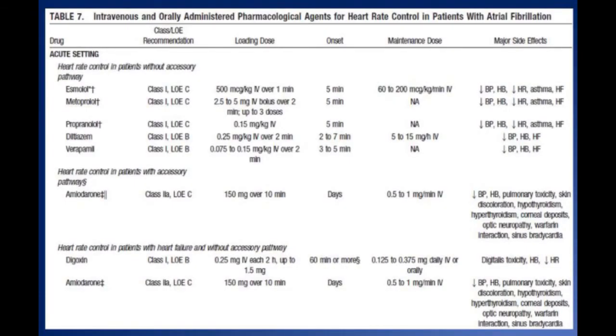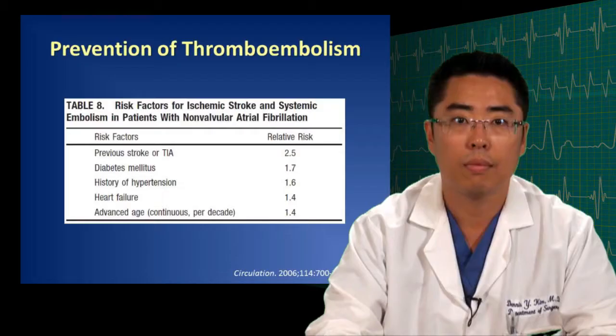This table demonstrates the various pharmacologic interventions and drugs that may be used in the acute care setting in patients with and without accessory pathways. In general, beta blockers and calcium channel blockers are recommended as first-line therapy for patients with atrial fibrillation without a documented accessory pathway. Amiodarone is another drug which is frequently used in the ICU and may be used in patients with accessory pathways as well.